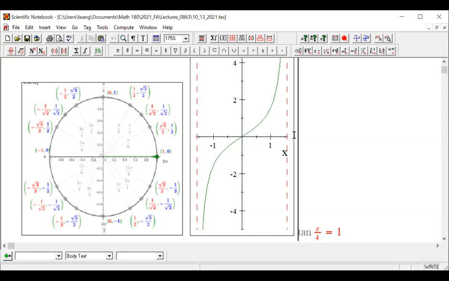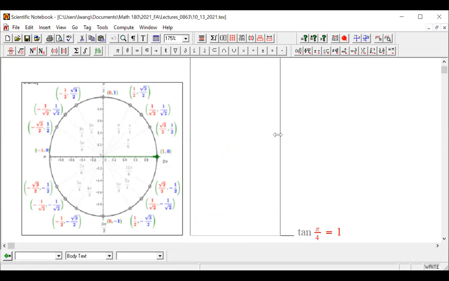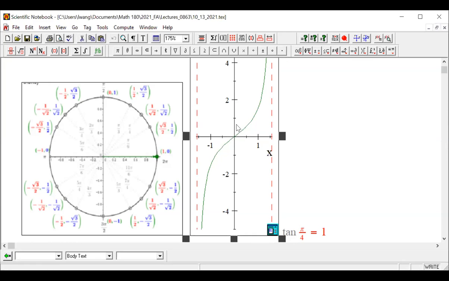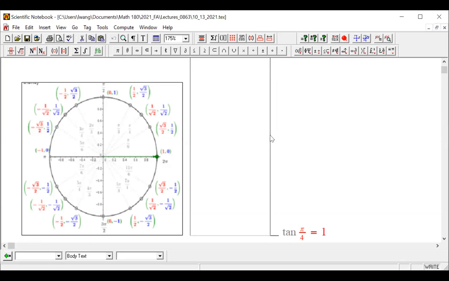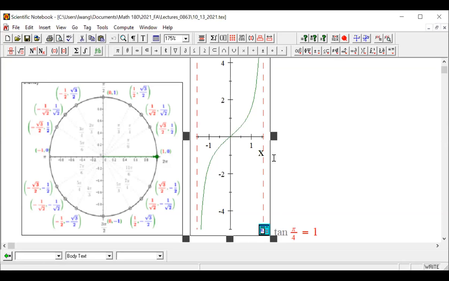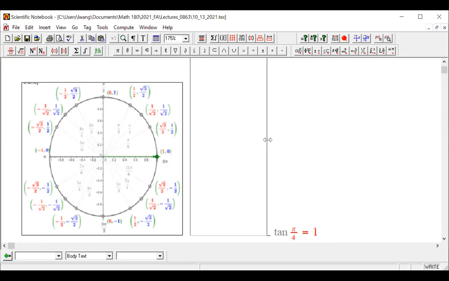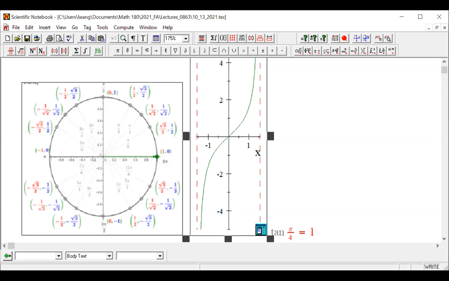Okay. So let me just, I'm trying to make some adjustments. So the one on the right on both directions are the same. Is that about the same? Okay, that's about the same.